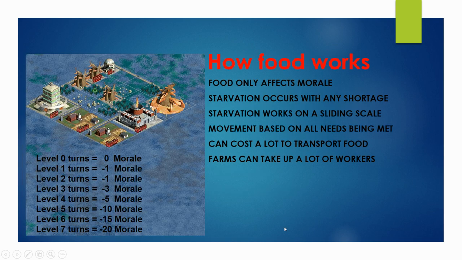How food works, this works for every race except for the Sith, where the Sith don't have to produce food, but food only affects morale, so it will not affect your population growth or your population at all. So even though it says the colonists are starving, they actually are just unhappy about lack of food. It doesn't actually cause them to starve.